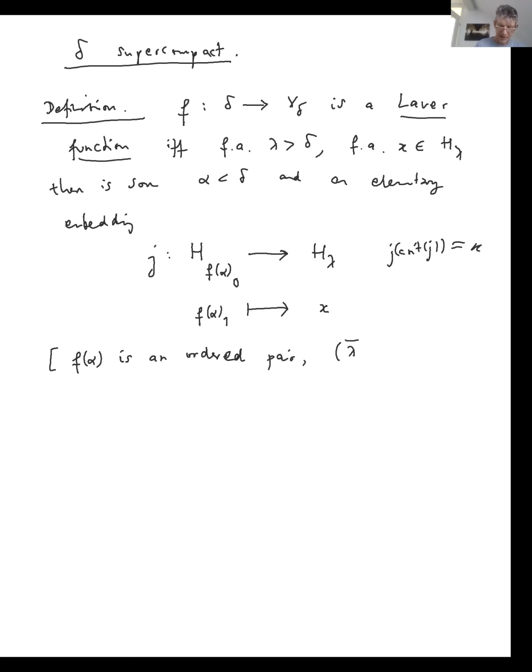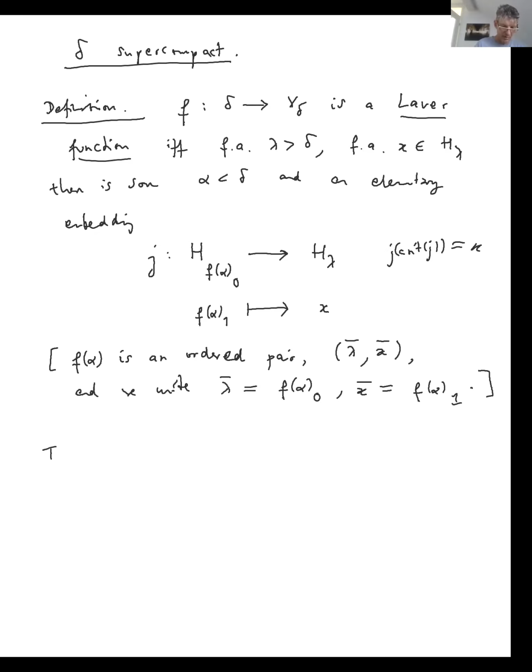Lambda bar, x bar, right? And we write lambda bar as f of alpha 0. So this is the left component of the ordered pair. And x bar is f of alpha 1. This is the right component of the ordered pair. Okay? So you want to have this thing. And I want to prove that there is always a labor function.